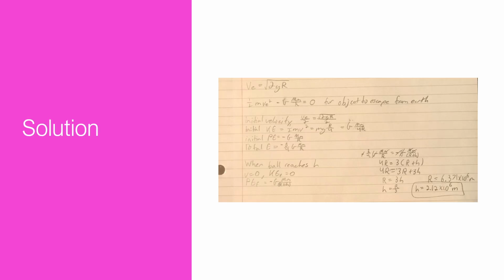So when the ball reaches the height that we're trying to find, the velocity would be 0, the final kinetic energy would be 0, and the final potential energy would equal negative GMm over R plus h. So using conservation of energy, we set the two total energies equal to each other, and we get negative 3/4 GMm over R equals negative GMm over R plus h. Then we solve for h, and we get R over 3, and then we substitute R, the radius of the Earth, which I found online as 6.371 times 10 to the 6 meters, and we get the final height as 2.12 times 10 to the 6 meters.